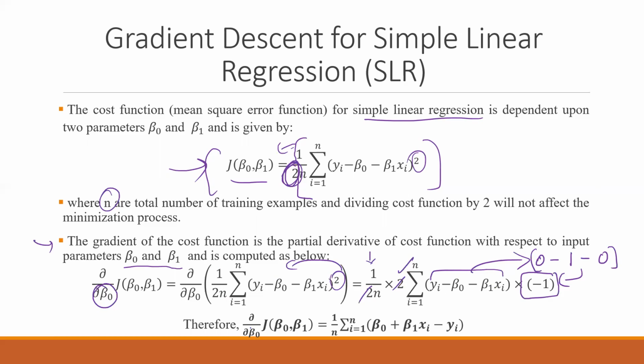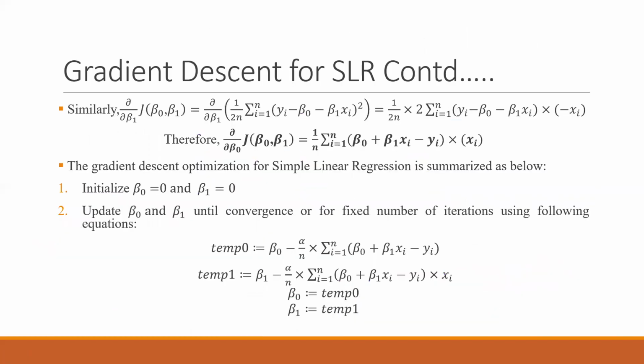So my overall equation at this point is 1 by n into the summation, i equal to 1 to n, of beta naught plus beta 1 xi minus yi. This is what we have got after doing the first differentiation with beta naught. Then if we solve it with beta 1 instead of beta naught, this time it will give me minus xi, and all the other things will become 0. That's why it is minus xi at this point, and my equation will become this.